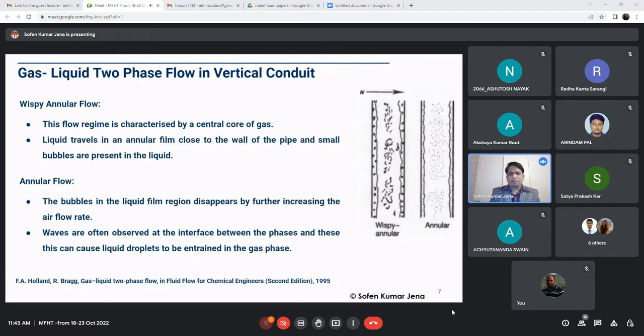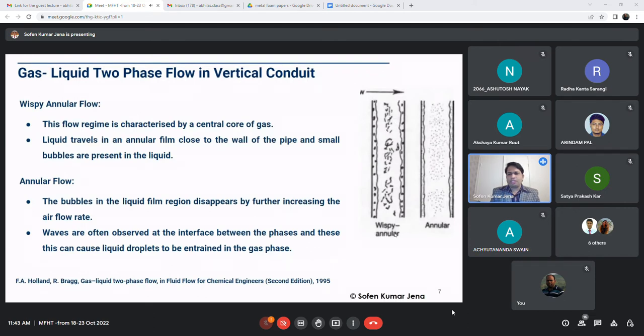So this kind of flow is known as annular flow, where the gas is moving at the center and the liquid, the thin film, is sticking with the wall and its behavior is restricted adjacent to the wall, right? So this annular flow, we can also divide into two parts.